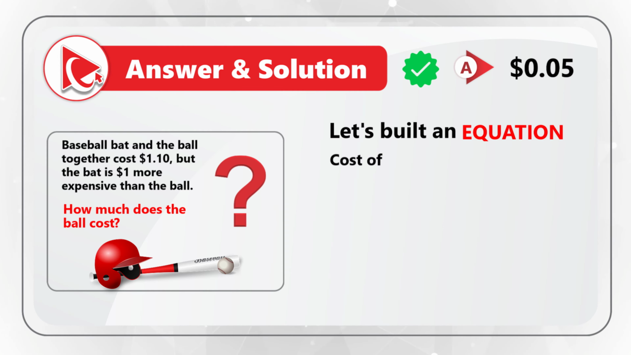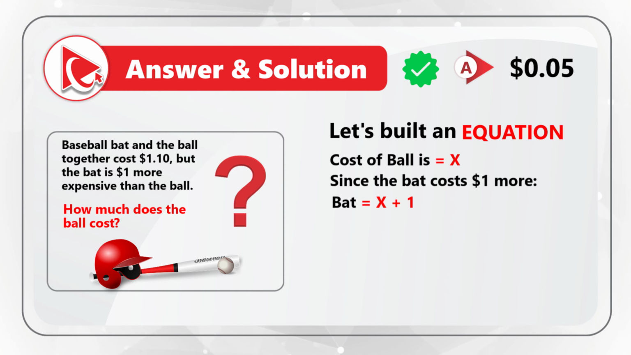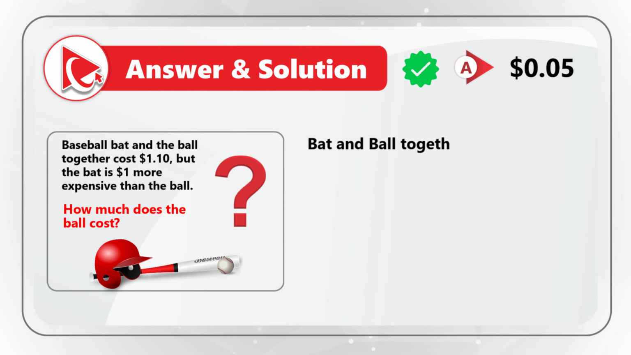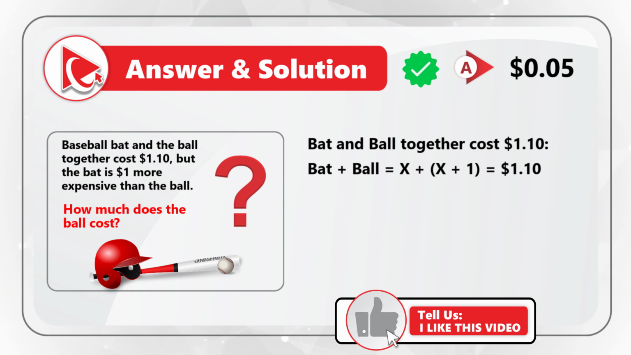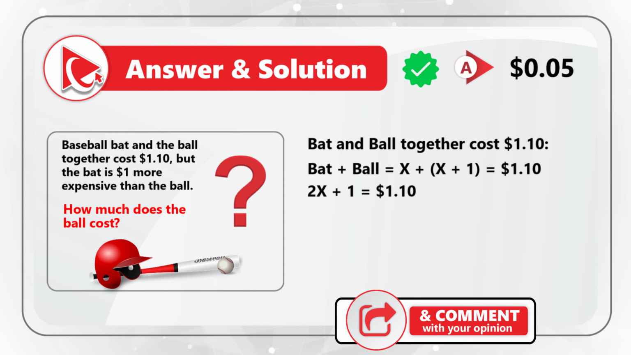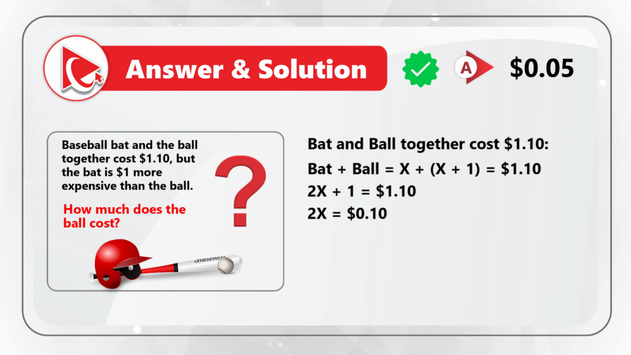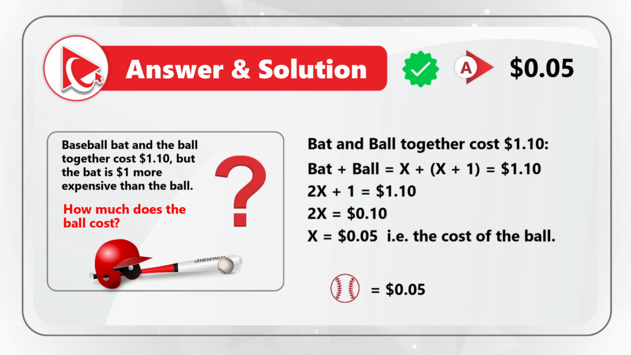Let's build a quick equation. The cost of a ball would be X. And since the bat costs $1 more, the cost of the bat would be X plus $1. Now we can take advantage of the fact that the ball and the bat together cost $1.10. Bat plus ball would be equal X plus X plus 1, and would be equal $1.10, which would mean that 2X plus 1 would be equal $1.10. If we simplify, we would find out that 2X equals 10 cents, which basically means 2 balls equal 10 cents, which means that the cost of 1 ball, X, equals 5 cents. That tells us that the cost of the ball is 5 cents and the cost of the bat is $1.05.